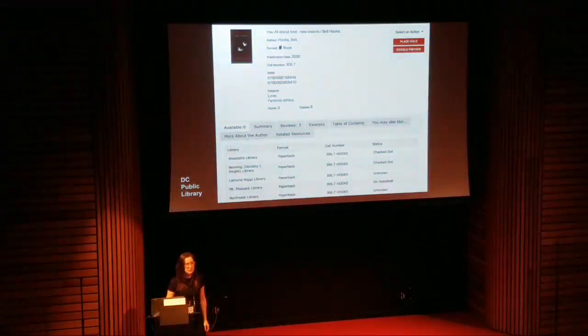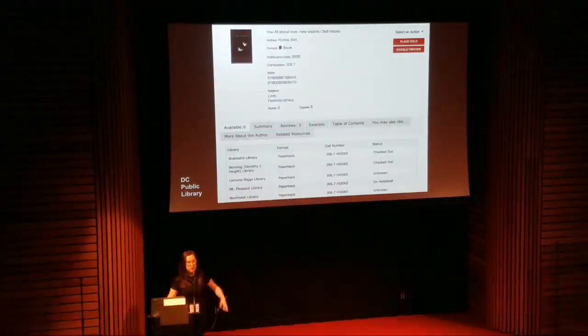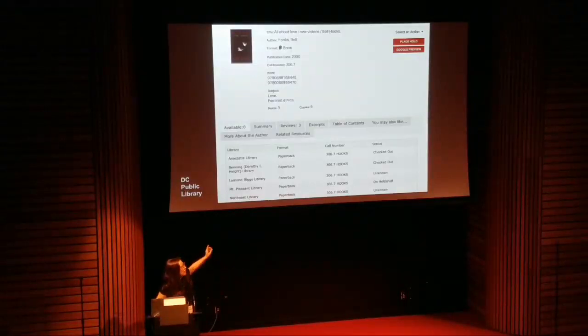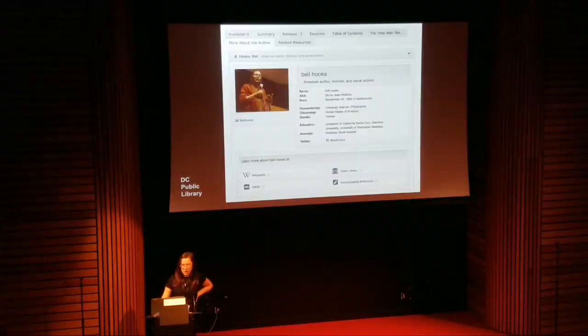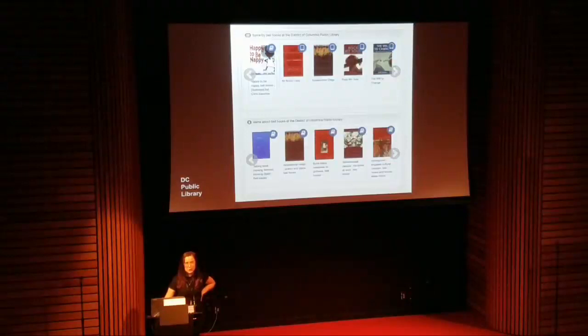So here's an idea of what that looks like right now at DC Public Library. These are screenshots of a prototype that is going live this week, and I can send another message to the listserv when it's live. In the catalog, an enterprise catalog provided by SirsiDynix, there's a tab you click called About the Author. When you click on that tab, you see Wikidata displayed at the top, all about the author, bell hooks. When you scroll down below, you'll see all the items from that library's local graph.